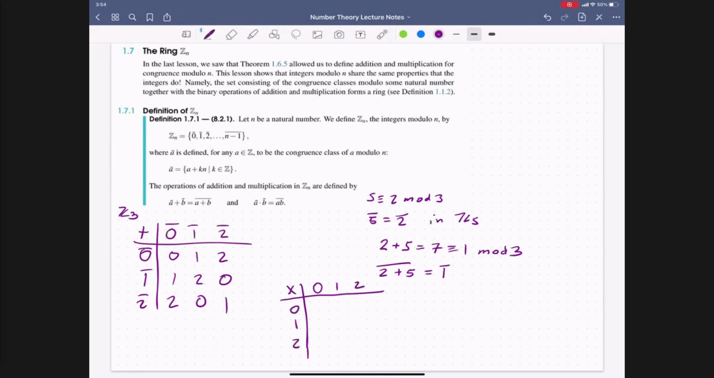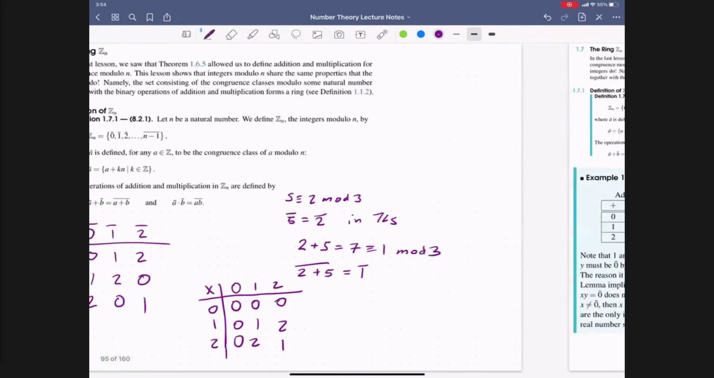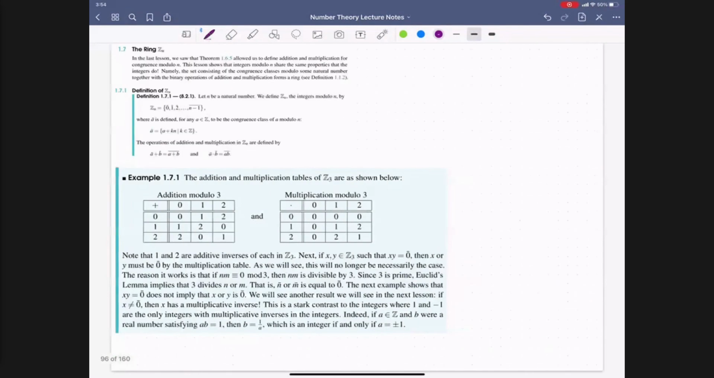Zero times 0 is 0. Well, everything multiplied by 0 will be 0, so we have this. And we can do 1 times 1, we get 1. 1 times 2, and then finally 2 times 2 is 4, but 4 is 1. And so we have our multiplication table for the integers modulo 3. And so this is what we have just done.